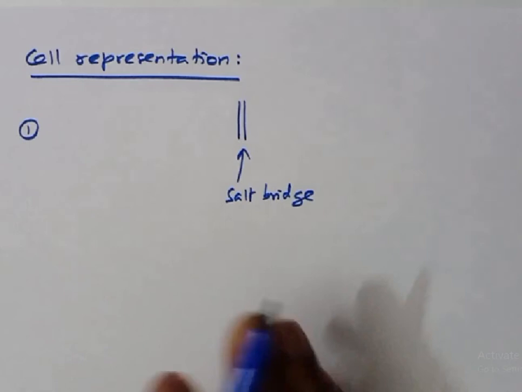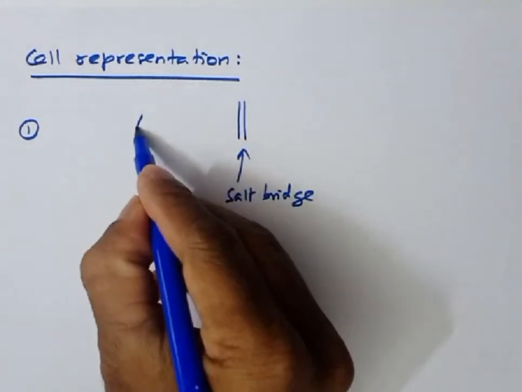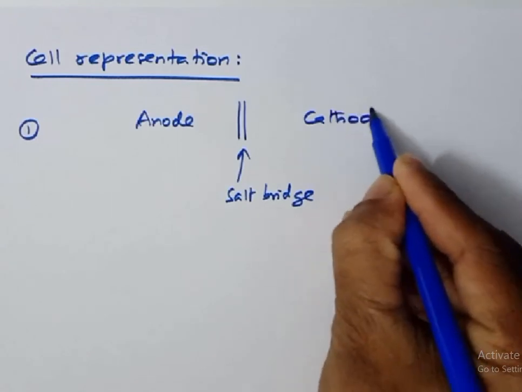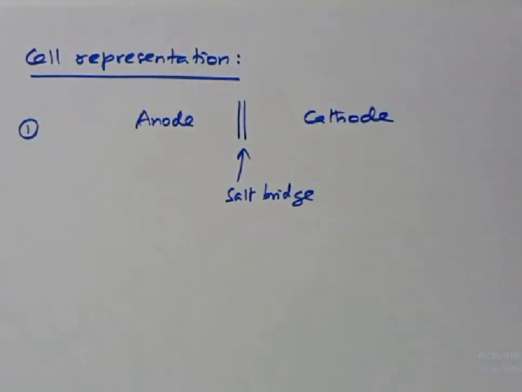Salt bridge. And always write anode on the left-hand side and cathode on the right-hand side. This is the first information you should keep in mind. If you want to represent a cell on paper, this is the IUPAC representation. This is as per the IUPAC rule we are writing.